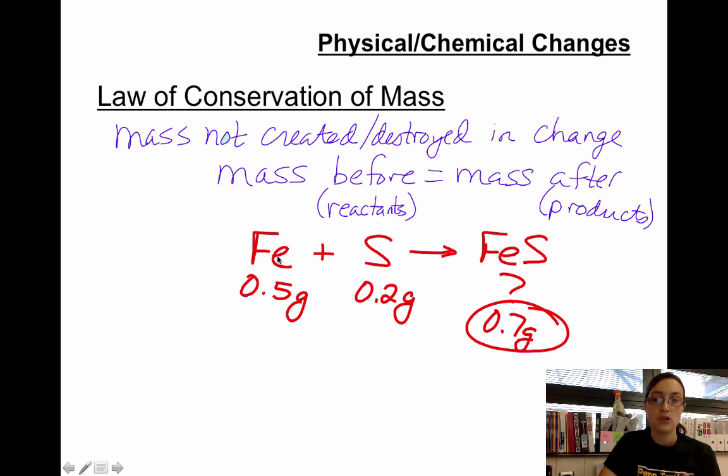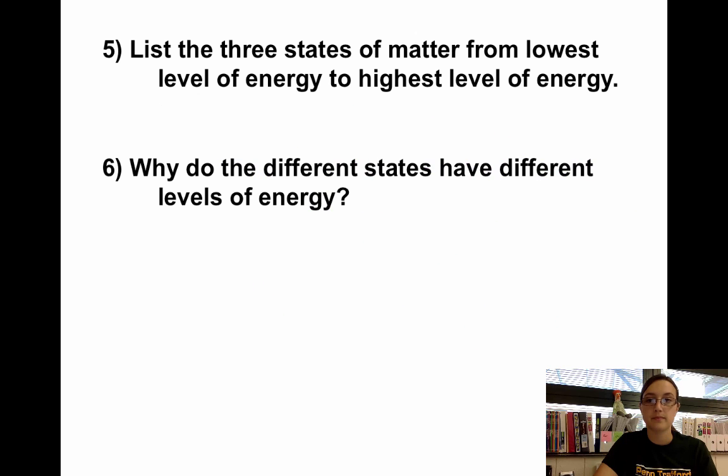So if we were to add 2 elements together to make a compound, so iron plus sulfur, and I added 0.5 grams of iron and 0.2 grams of sulfur, if I start with 0.7 grams over here, I have to end with 0.7 grams here. But notice I've formed something completely new. I no longer have 2 separate elements. I now have one compound. They're chemically combined. That's different. That's a chemical change.